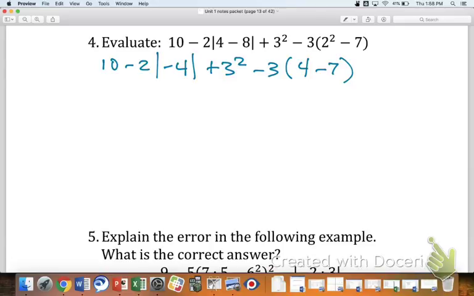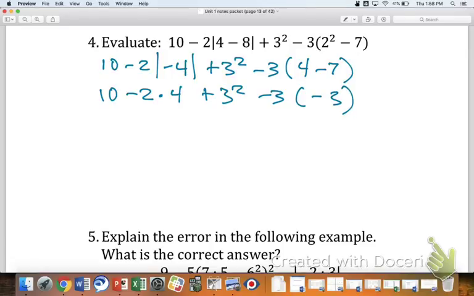So it's a good first step. It does not have to be your first step. That's just a good one there. 10 minus 2. Well, the absolute value of -4 is just 4. So I'm going to put times 4. Does that times make sense? Because there was no symbol originally in between there. Plus 3 squared minus 3 parentheses, 4 minus 7 is -3.